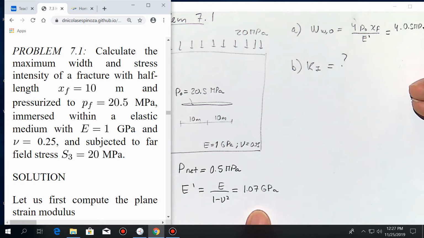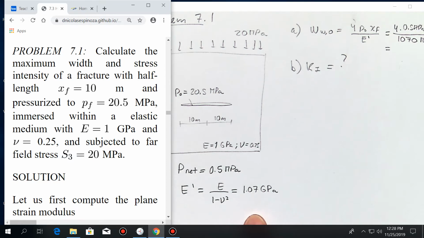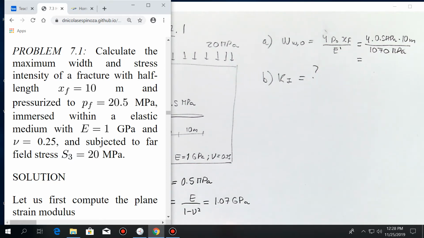0.5 MPa times 10 meters divided by 1070 MPa. Cancel that one with that one. And that will be equal to, that's about 4 times 10 to the minus 3, right?